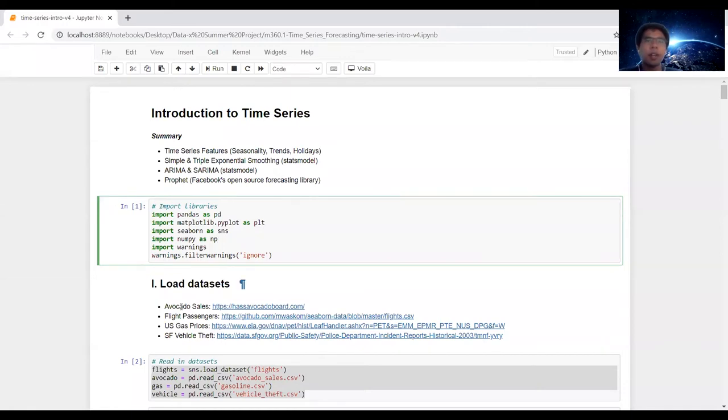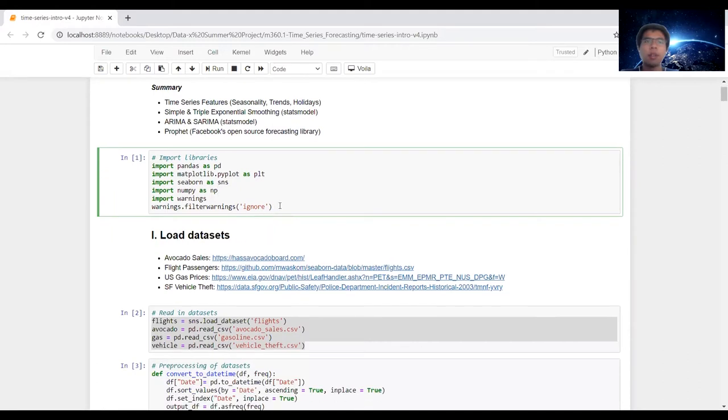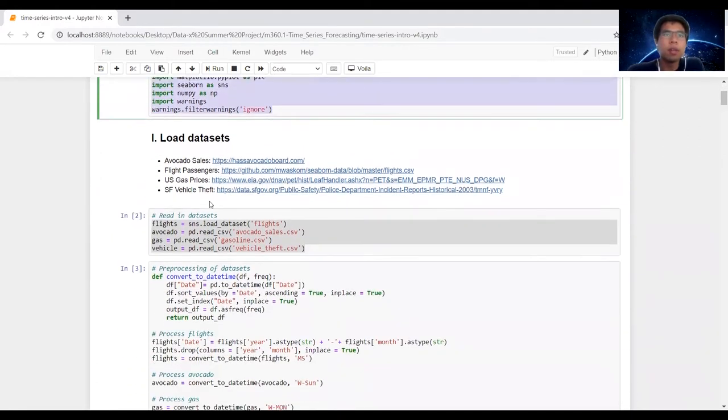Hello, in the third and final video of the time series module, I'll be going over how to run the models that I previously explained in Python. So to begin, I'll be loading in these libraries. These are common libraries used in data science. Then I'll be loading in the data set.